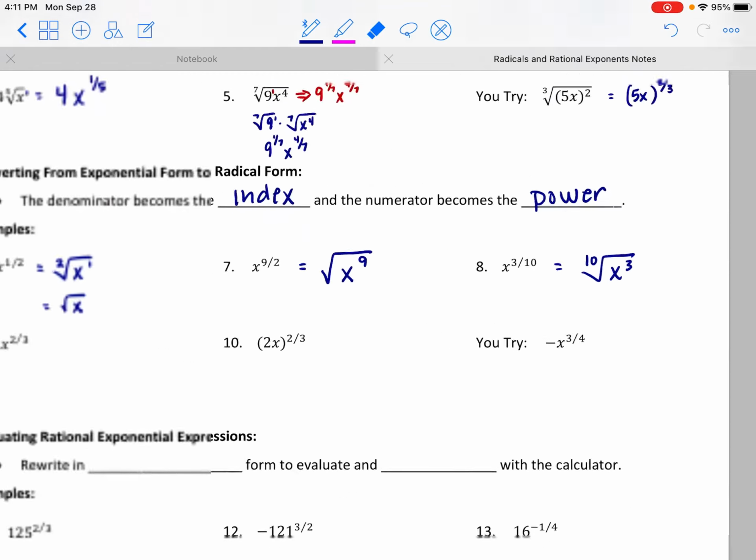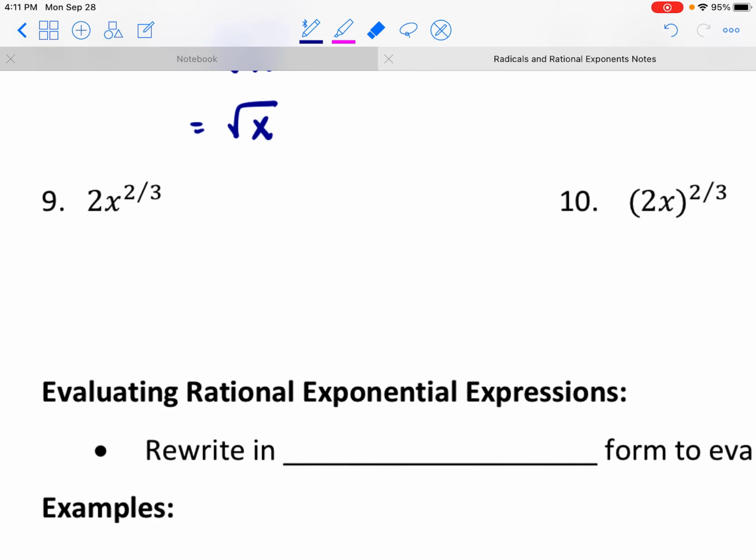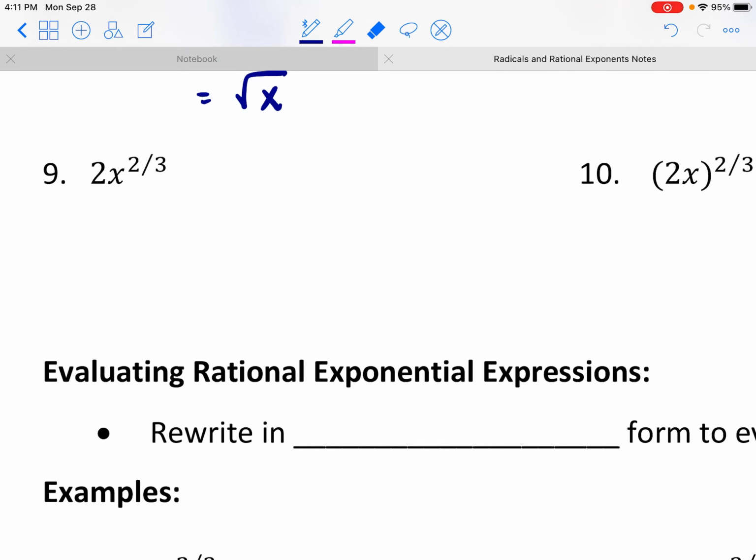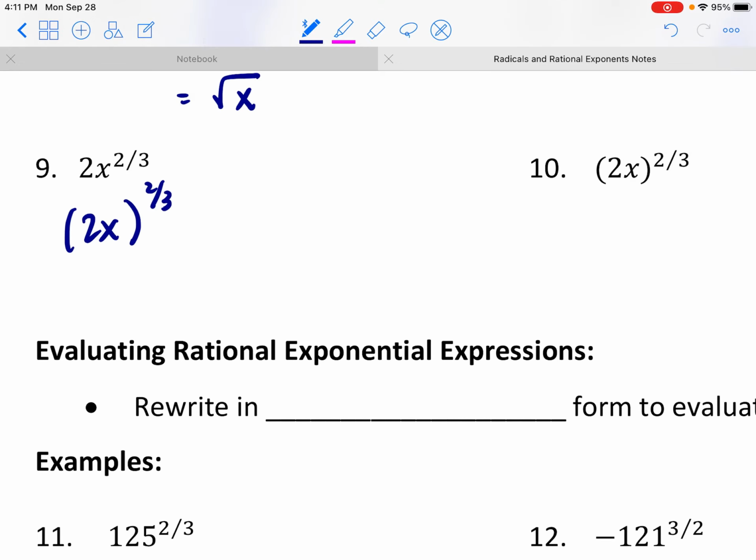Okay, let's see here. Be careful. The 2/3 power only applies to the x. It does not apply to the 2. If it was a 2x with a 2/3 power, then the entire quantity would go underneath the radical. But here, the 2 is a coefficient, and it's going to stay a coefficient. Then I have a cube root of x squared: 2 times a cube root of x squared instead of 2 times x to the 2/3 power.